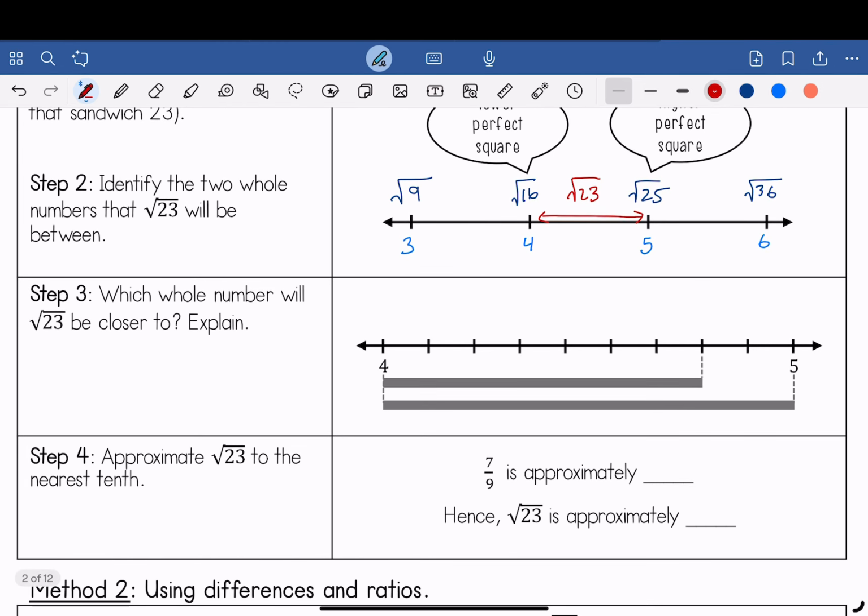Step 3. Which whole number will the square root of 23 be closer to, and explain. Just by looking at the numbers, 23 to 25 is only 2 away, whereas from 16 to 23, it's 7 numbers away. So it is closer to 25. Which whole number will the square root of 23 be closer to? It will be closer to 5.